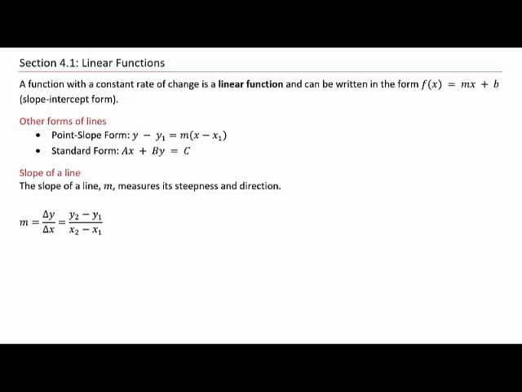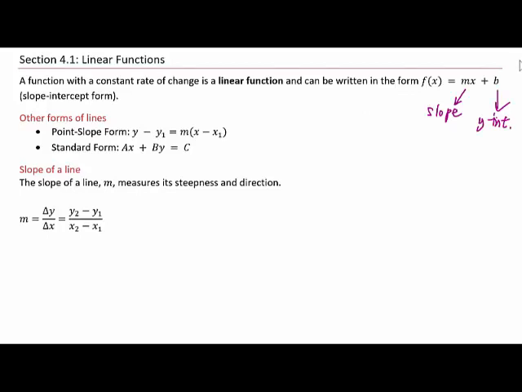In section 4.1, we're going to take a look at linear functions and what a linear function looks like, first of all. And so we've seen lots of equations of lines already in this class. Well, for the most part, most lines are functions. So any non-vertical line would be considered a function, and it can be written in the form f of x is equal to mx plus b. And recall that this is just slope-intercept form, where m is the slope and b is the y-intercept.